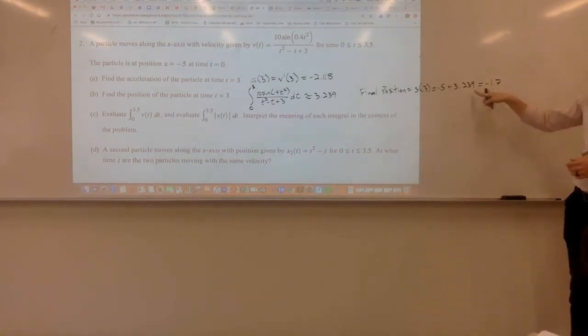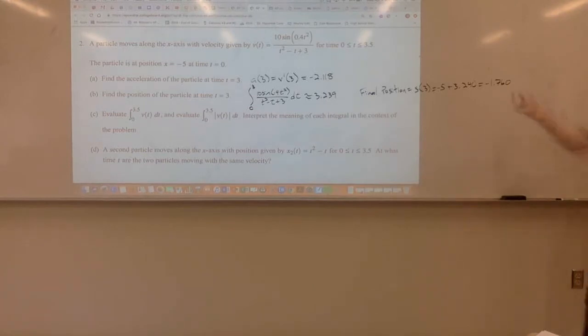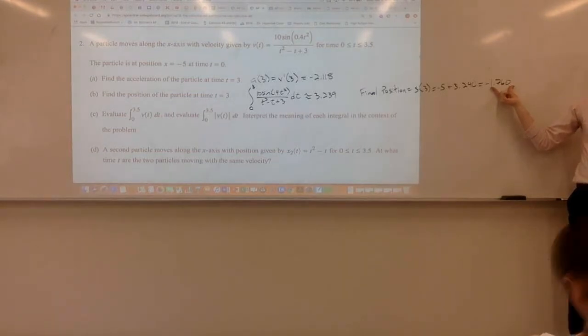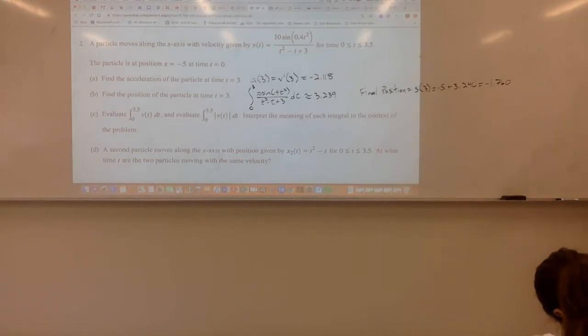Well, since we rounded this, we rounded instead of truncated, you need to be careful. So if you wrote 3.239 there, and then said this was -1.760, that would actually be wrong. So you need to make sure that you're consistently truncating or you're consistently rounding. Don't mix and mingle truncating and rounding.